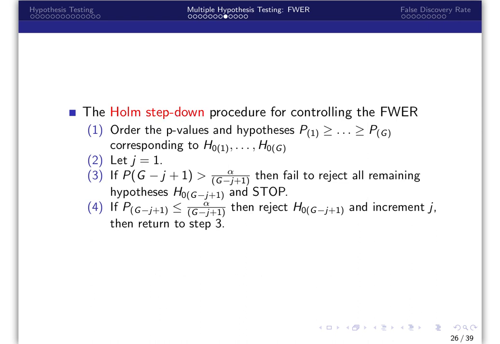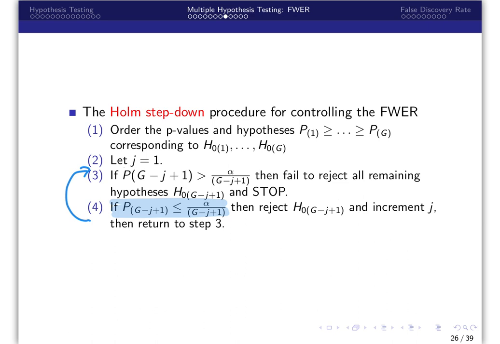The procedure begins by first ordering the p-values from largest to smallest. Here, the parentheses in the subscript denotes the ordered statistics. Then, starting with J equals 1, compare the Gth p-value, that is, the smallest p-value, to alpha divided by G. Note that this is the Bonferroni method. If the smallest p-value exceeds this threshold, fail to reject all hypotheses. If the smallest p-value is less than or equal to this threshold, reject the null hypothesis and increment J.